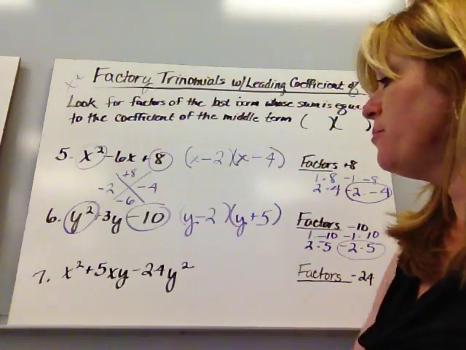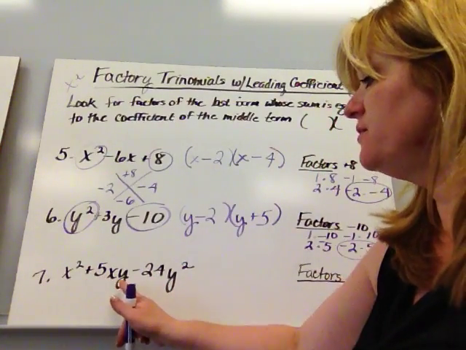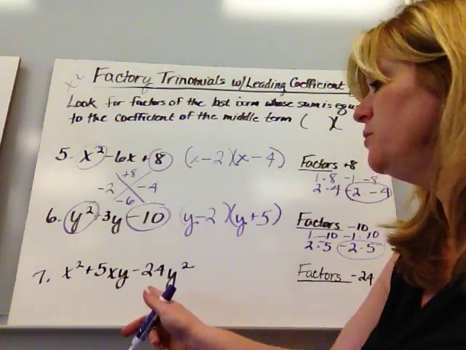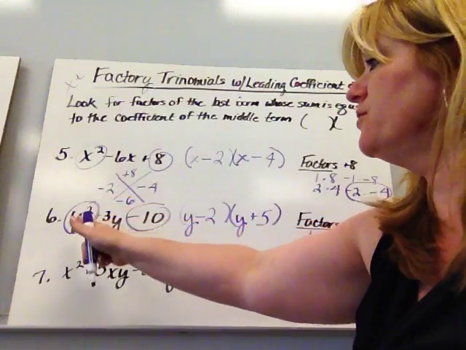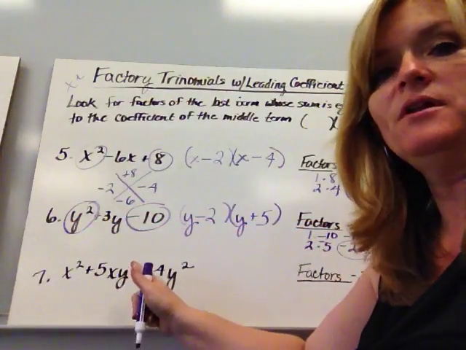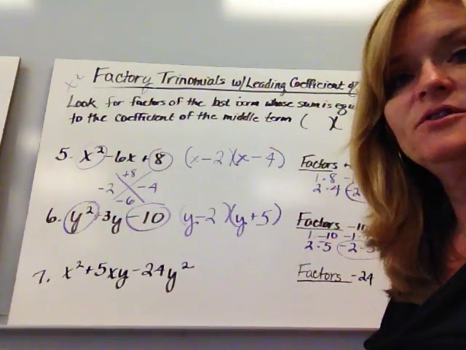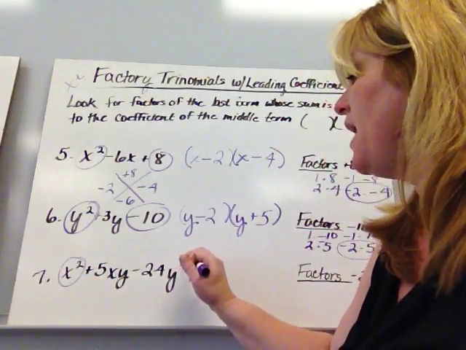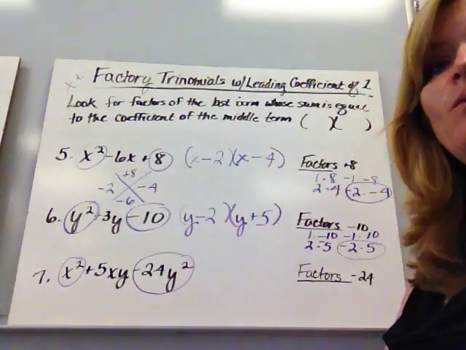Now, I put this one in here on purpose because everybody looks at that middle and immediately goes, what am I going to do with that? If you just worry about the first circle and the last circle, the middle term will take care of itself. So I have to find what makes an x squared. I have to find out what makes a negative 24y squared.